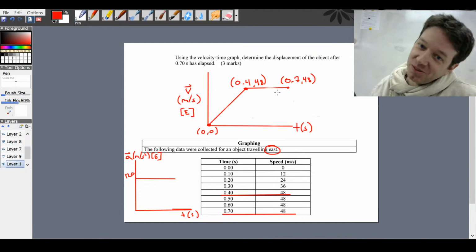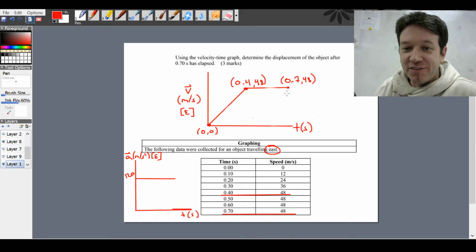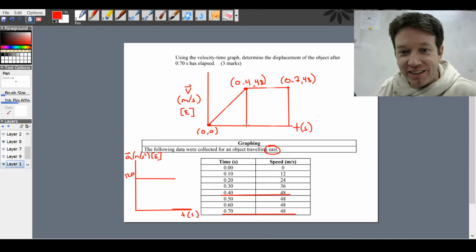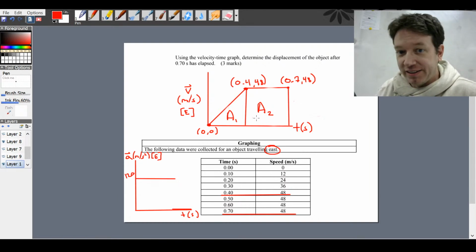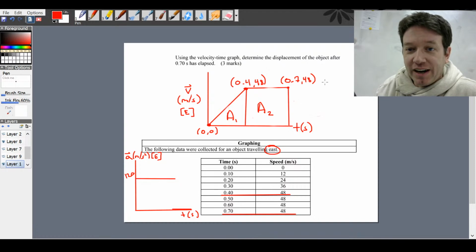You can look at this sort of sideways and calculate the area of a trapezoid, but what we'll just do is look at it straight on, and we'll calculate two areas. This one we'll call the area of a triangle, A1, and this one the area of a rectangle, A2. So the displacement will be the sum of those areas. Area 1 for a triangle is just a half base times height, where our base is from here to here, which is 0.4, times our height, which is 48.